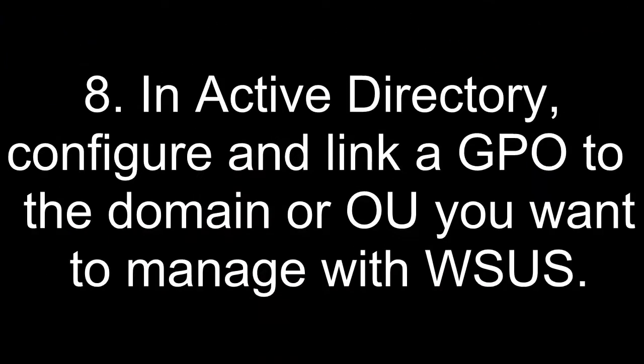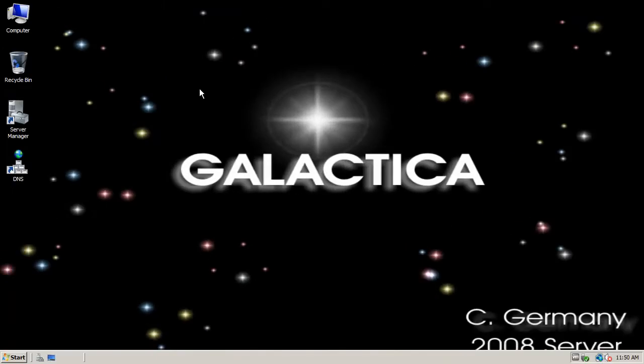Step 8. In Active Directory, configure and link a group policy object to the domain or organizational unit you want to manage with Windows Software Update Services. The next thing I need to do is configure group policy and create and link a GPO in my domain to finish applying software update services.